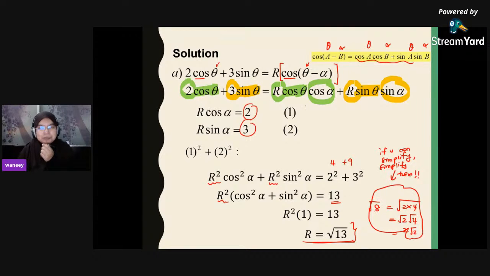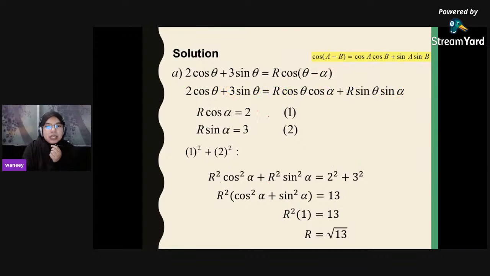If you can. Okay, next. So now I already have the value of the r. So the next one, we need to calculate what is the value of the alpha. In order to calculate the value of the alpha, I need to obtain a tangent. So it will always be a sine over a cos. So the second equation divide with the first equation. So second over 1.